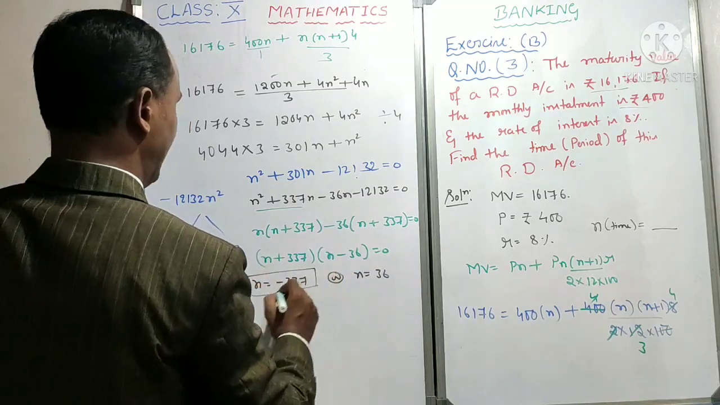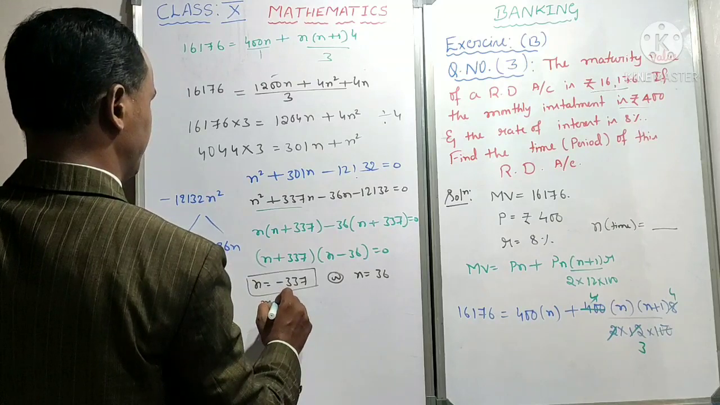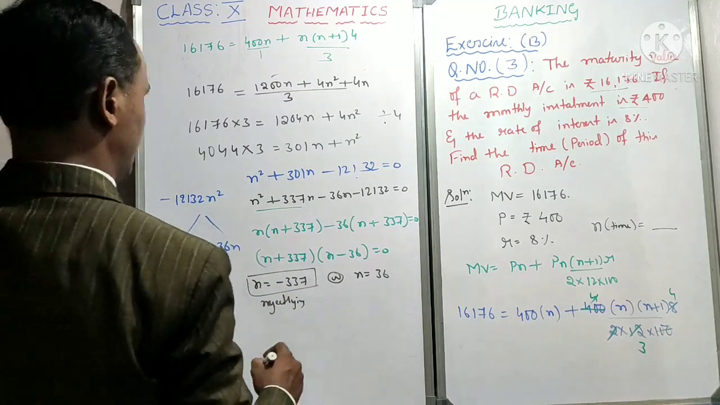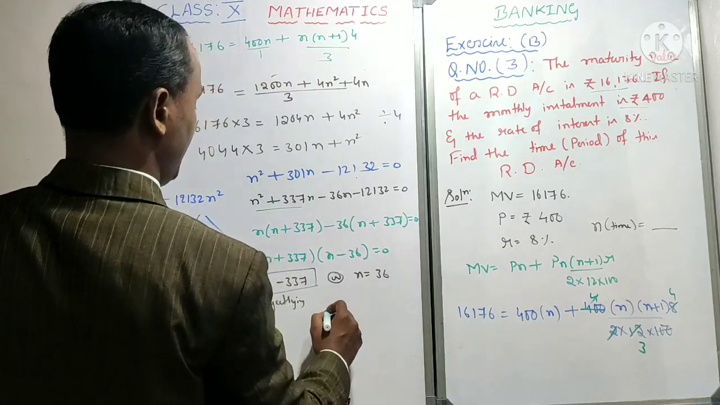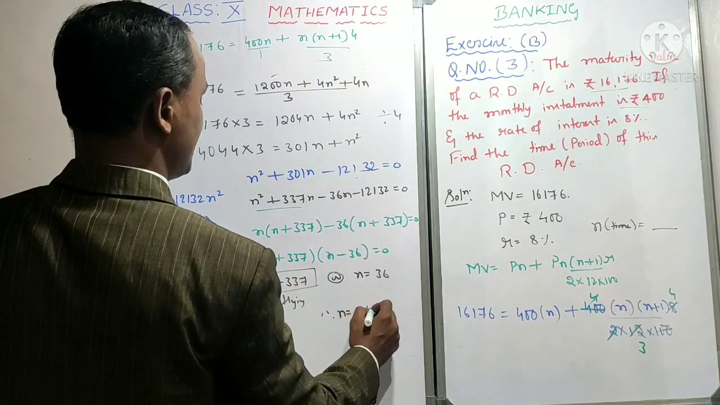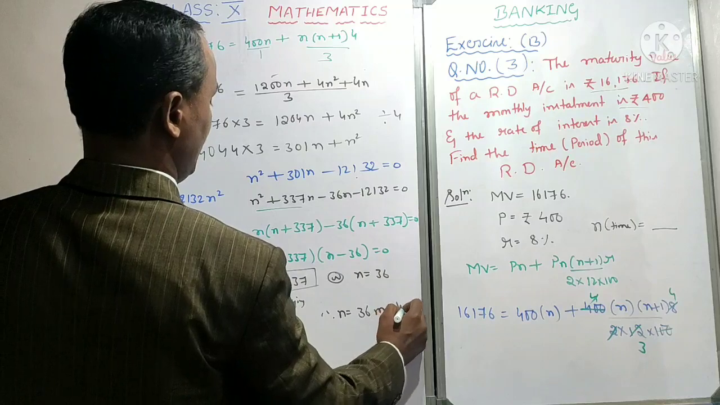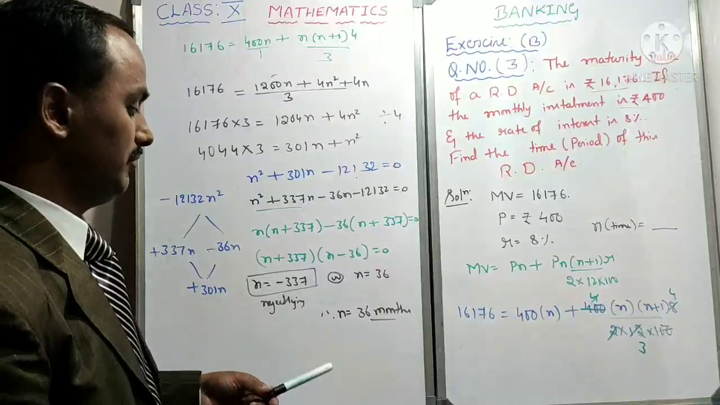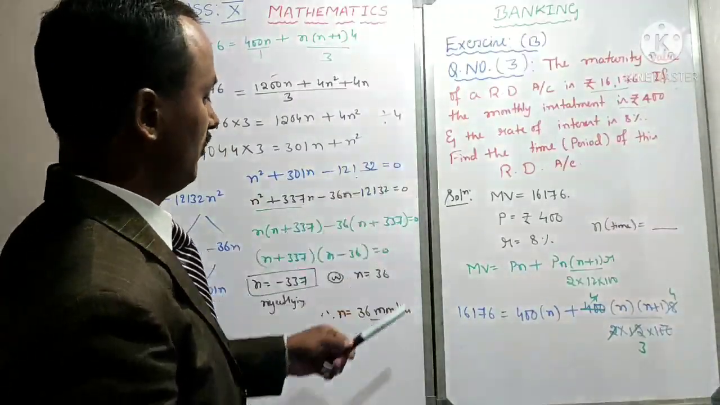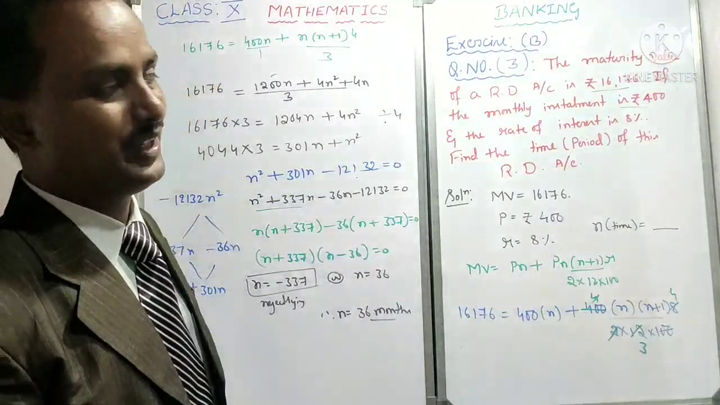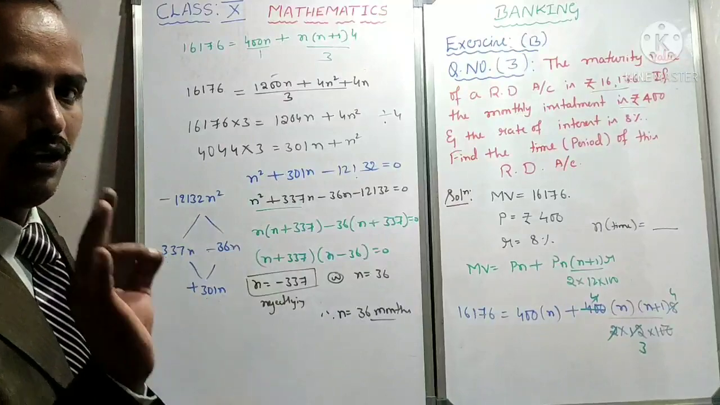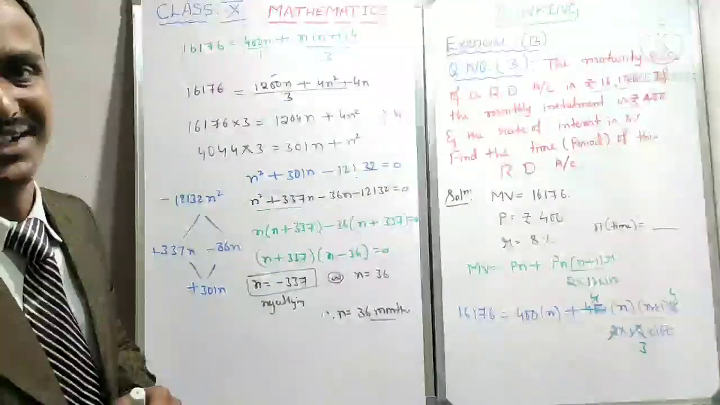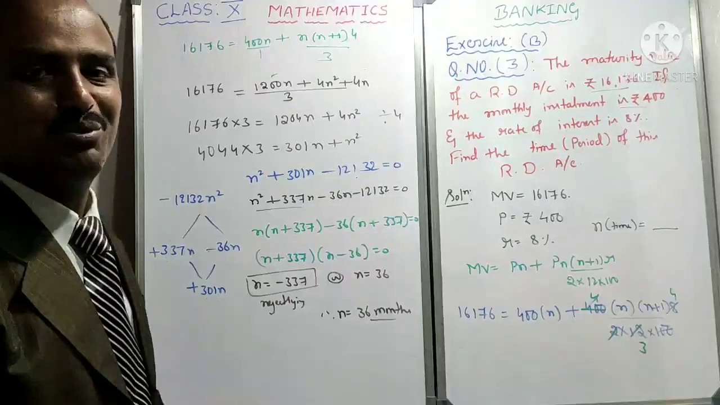This one neglecting. Finally n is equal to 36 months. In this question they did not mention anything. Write the time in years. What you got, that you should write. Okay, easy, is it? Here small little, how to factor is very important. Okay, I'll go to one more problem.